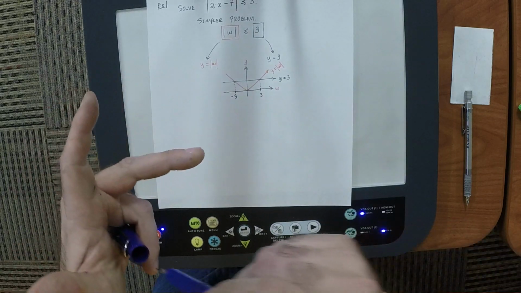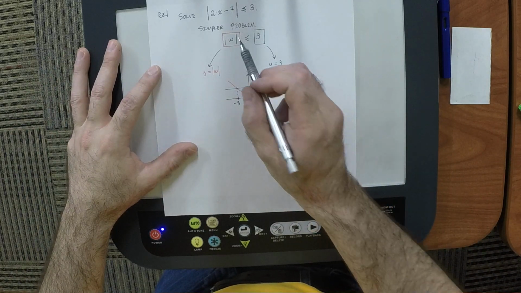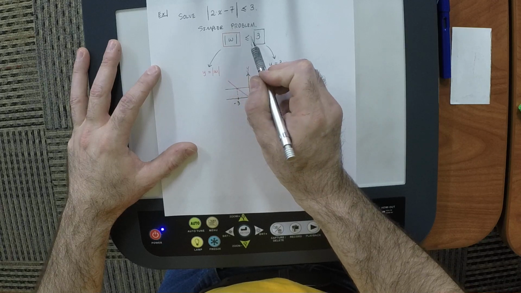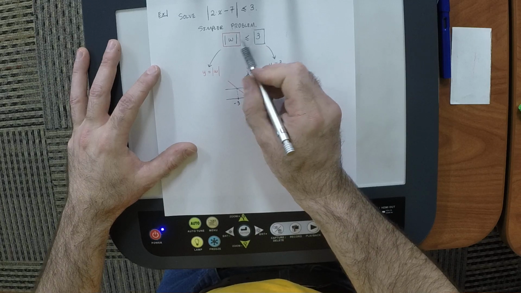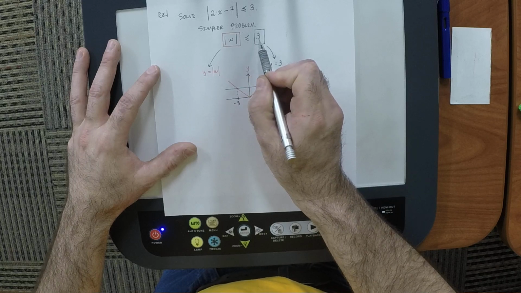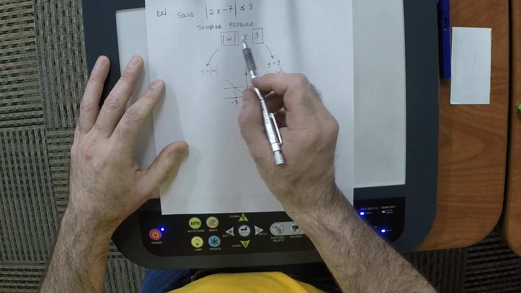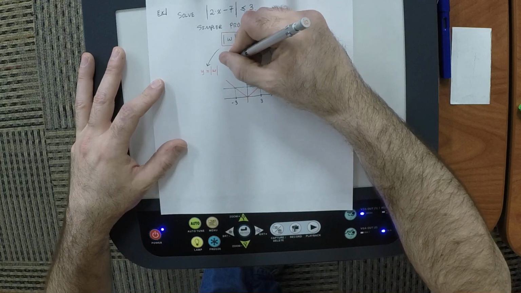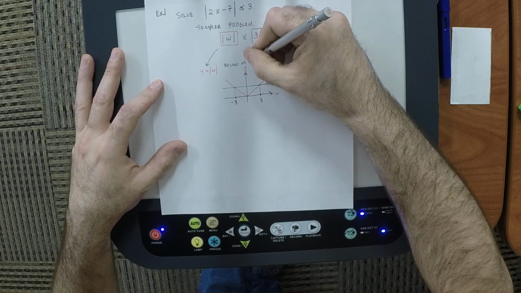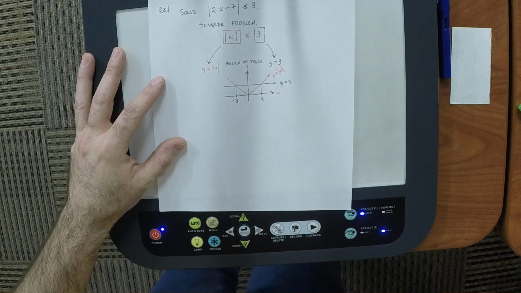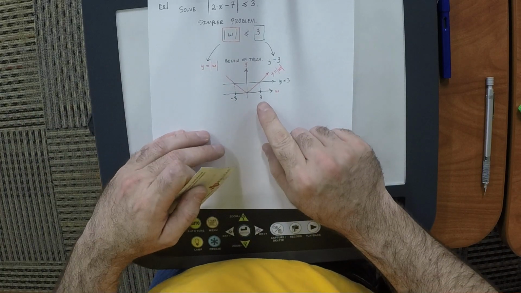Okay, so now what this inequality is saying is that red needs to be below or touching green. Red less than or equal to green. And because the increasing direction is up, that means we want red below green. So red is below or touching green. I can see specifically that when w is 3, they're touching.